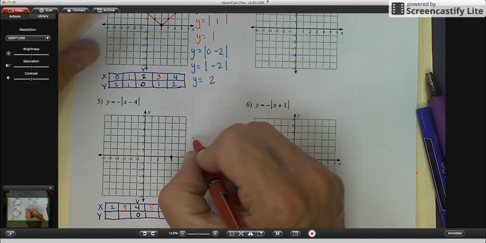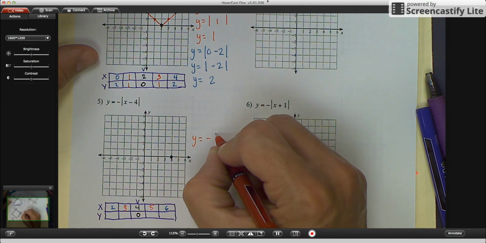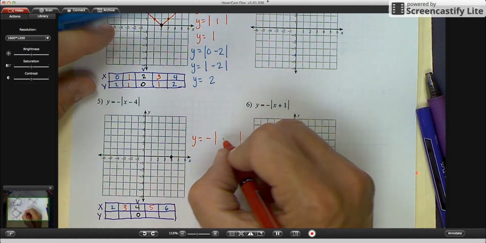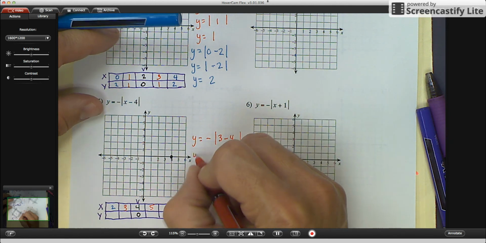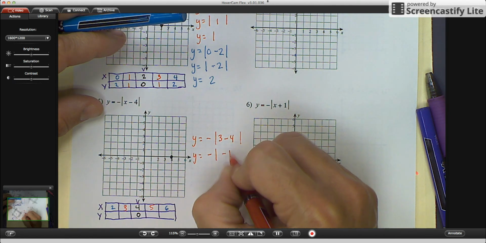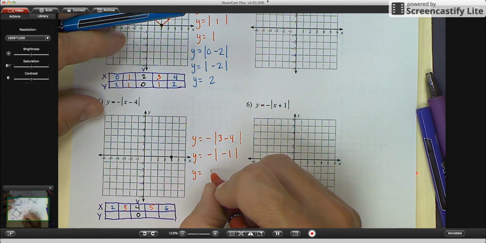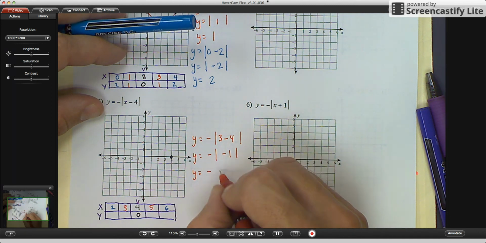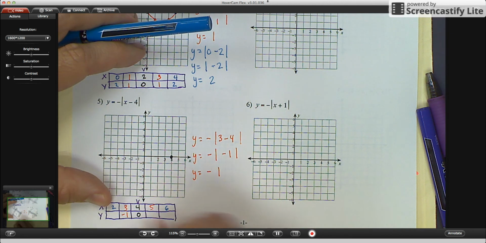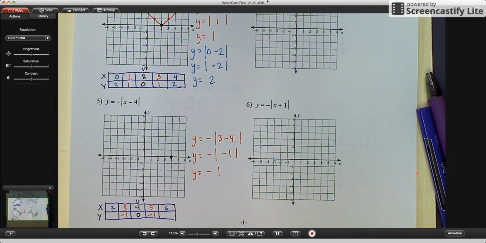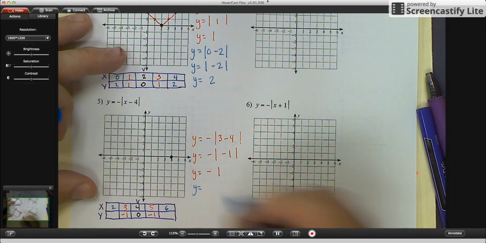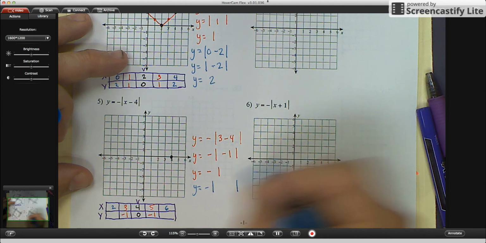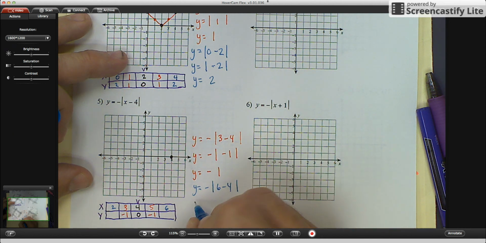We're going to substitute in y equals the opposite of the absolute value of, let's go 3 minus 4. So y equals the opposite of the absolute value of negative 1. The absolute value of negative 1 is 1. So in this case, it's going to be negative 1 and negative 1. And then our last 2 points, y equals the opposite of the absolute value of 6 minus 4. The opposite of that, y equals negative 2.